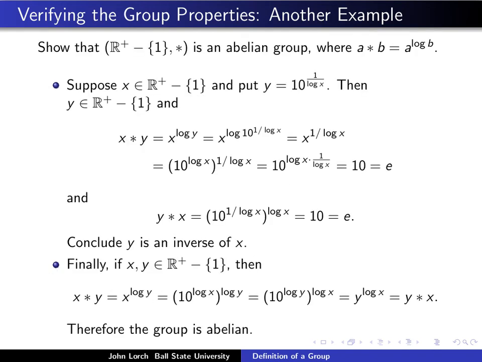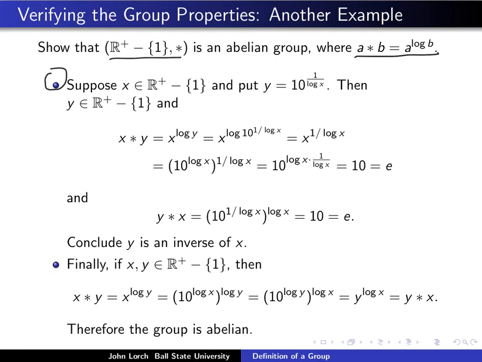Okay, we carry on with the example that we began on the previous slide. On the previous slide, we introduced this set with this binary operation, and we showed that the operation was binary and associative, and we also identified an identity element for this group. And now it remains to show that each element in this set has a multiplicative inverse. And we'll also show that the operation is commutative in order to show that this is, in fact, an abelian group. Okay, so we'll address inverses first.